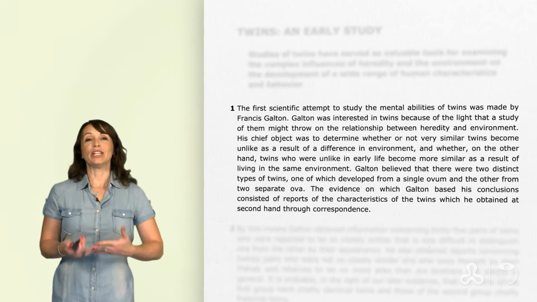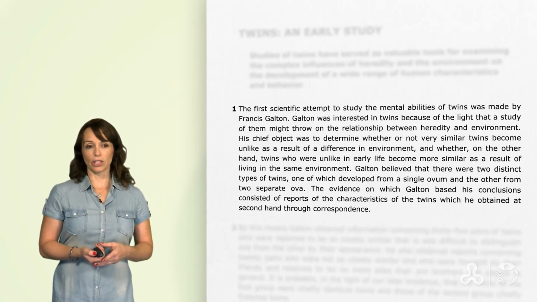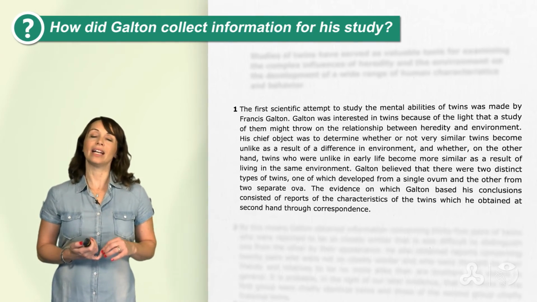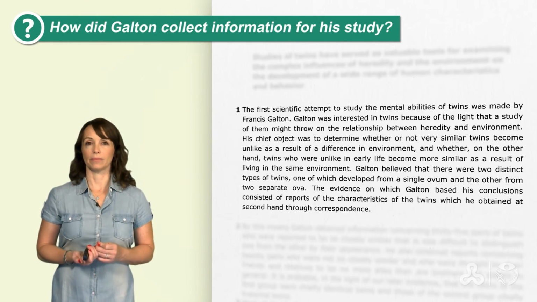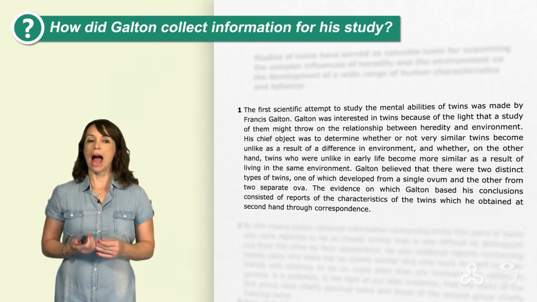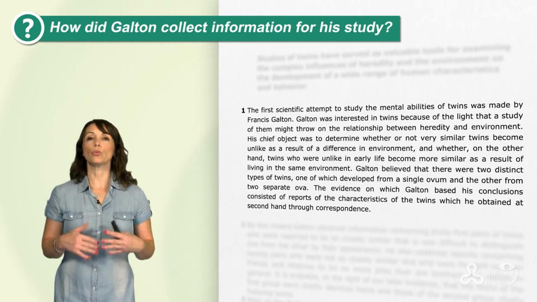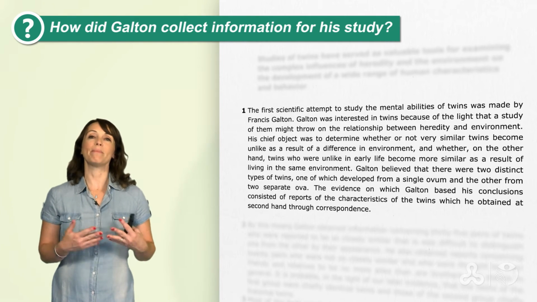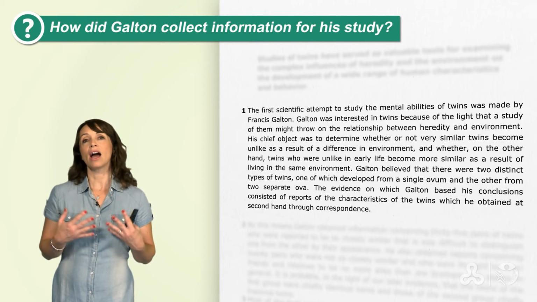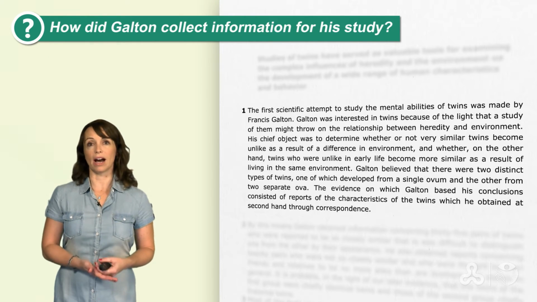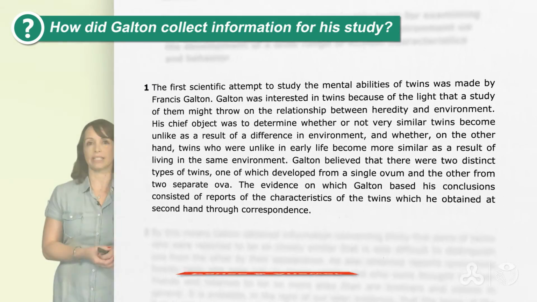Okay, so now let's continue with Galton's study, and we're going to look at the following question. How did Galton collect information for his study? Okay. So how did he collect information? Try and think about in which ways, or what was the method, באיזו שיטה הוא אסף את האינפורמציה, מה הוא עשה כדי להשיג אינפורמציה על התאומים שהוא חקר. So let's pause right now and look for the answer in the text.